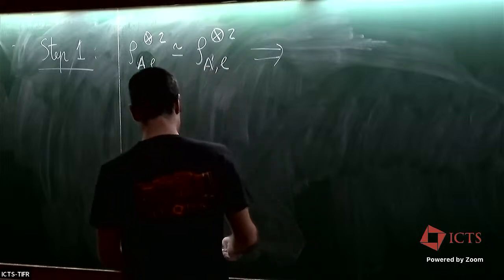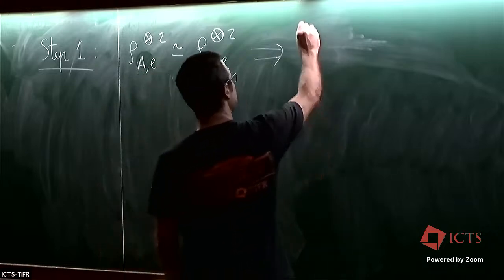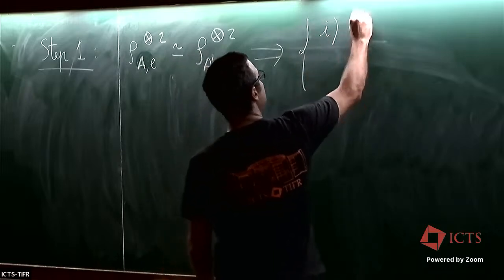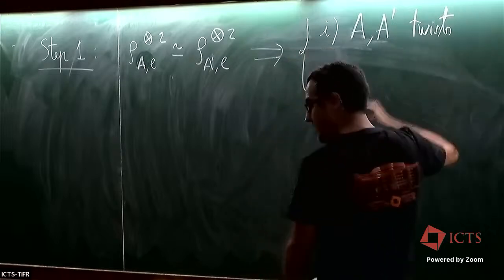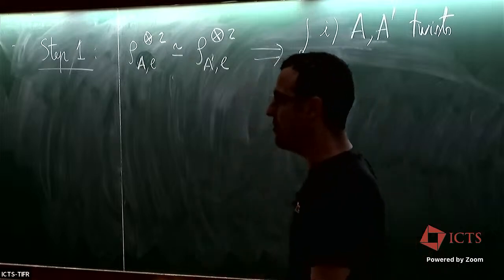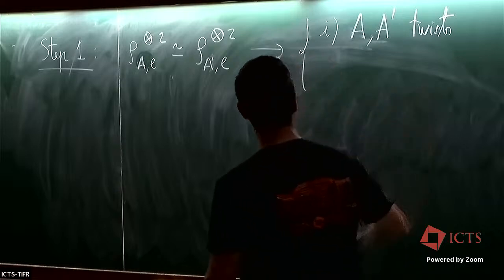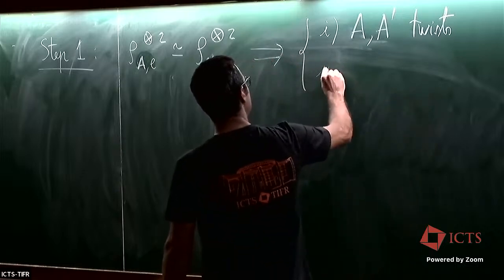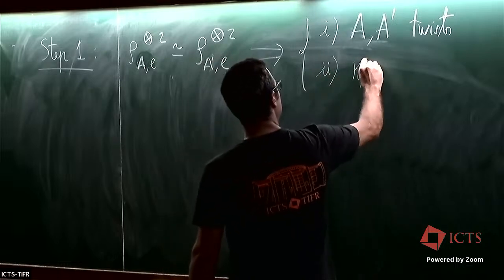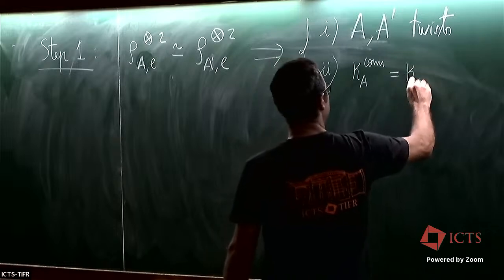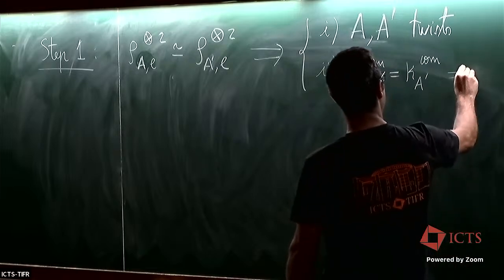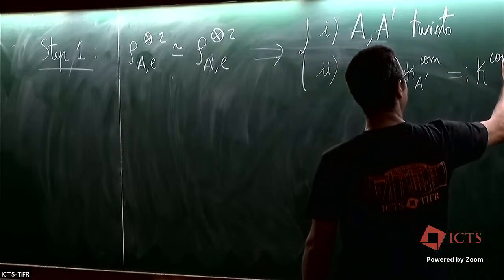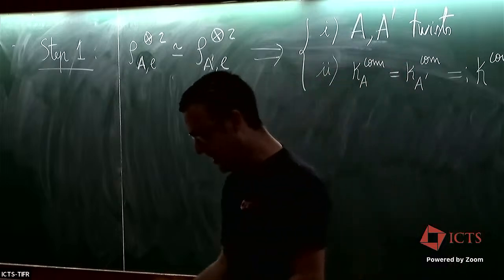So on the one hand, you have that A and A prime have to be twists of each other, with the meaning that we are giving to the word twist in this talk, they are geometrically isogenous. And second, K connected for A and A prime coincides. So from now on, I'll just write K connected for this field.